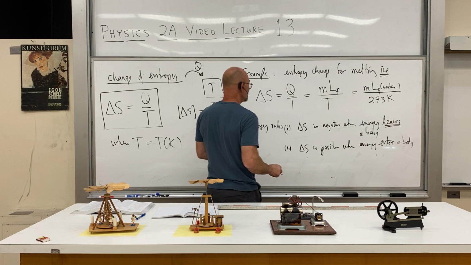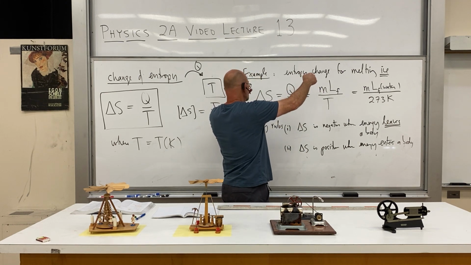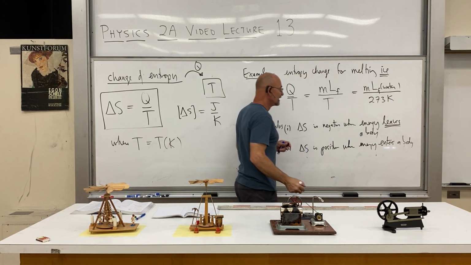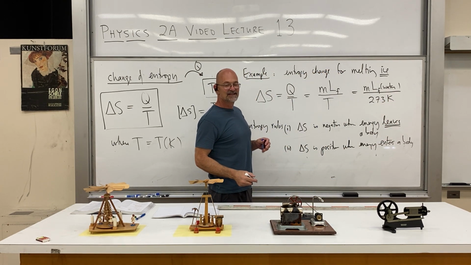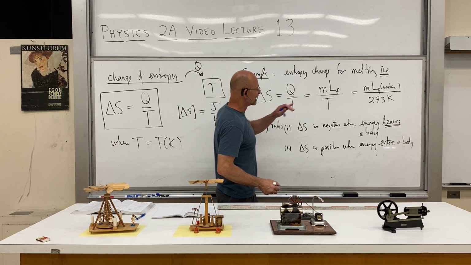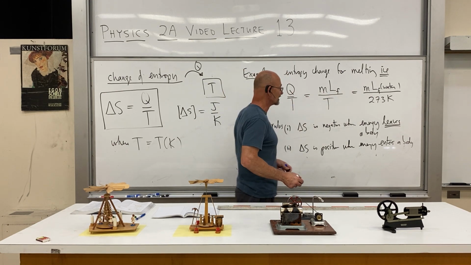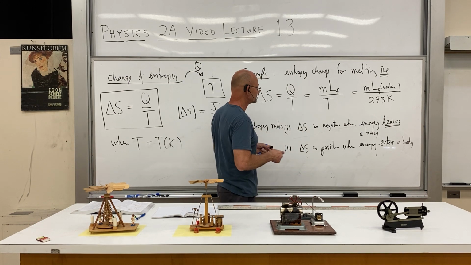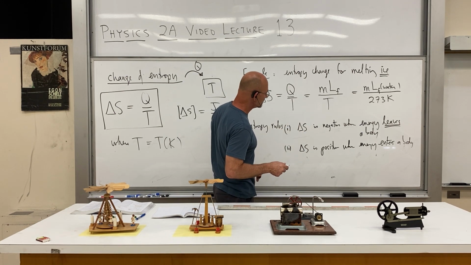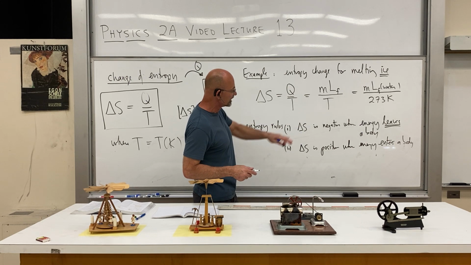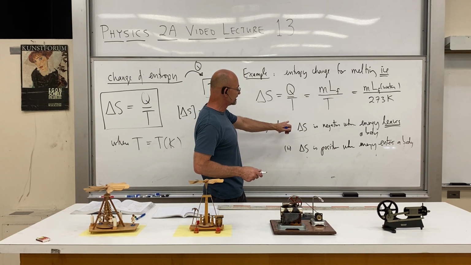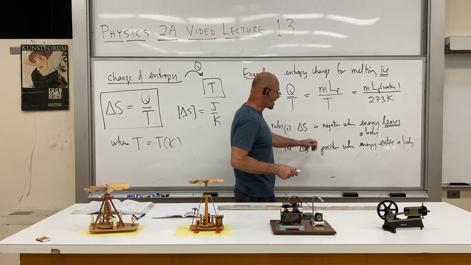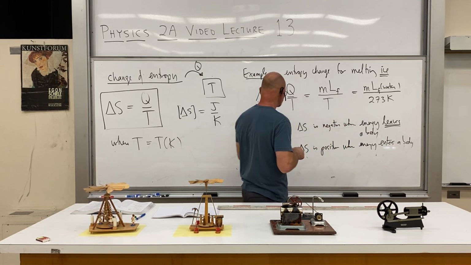So for example, if we had this entropy change for melting the ice, this would have been a positive number. But if we had the entropy change for the ice freezing, then we would have had a negative number, because then the energy would be leaving the water as it turns into ice. So these rules are very important. Delta S is negative when energy leaves. Delta S is positive when energy enters a body.